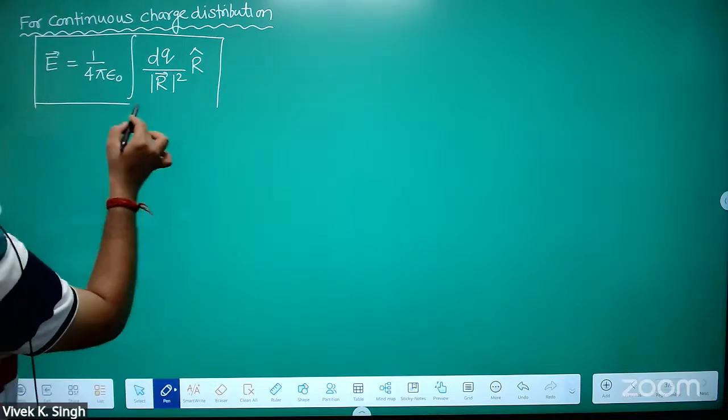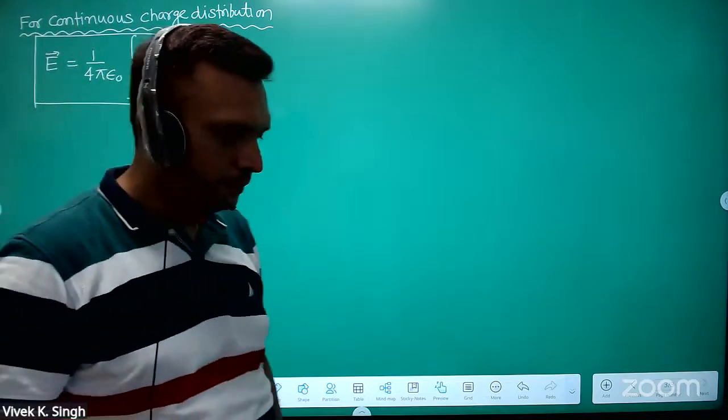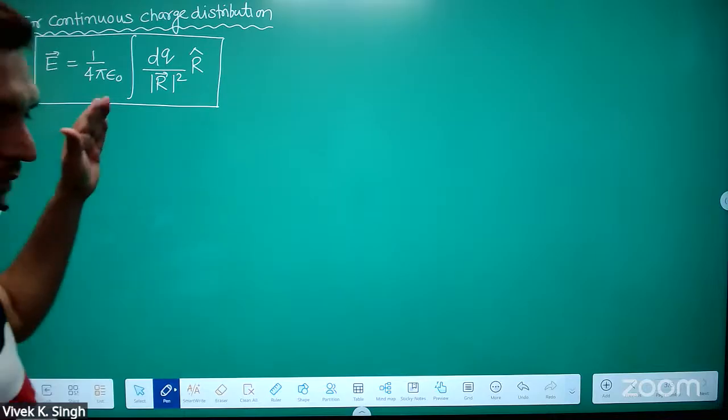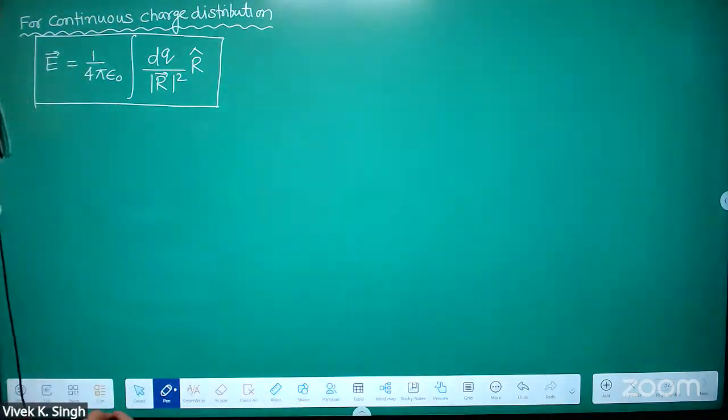So this is the generalized form of Coulomb's law for continuous charge distribution. Is it clear? But now we have to see what will be this integral. So depending on the situation, it may be a line integral, surface integral, or volume integral.